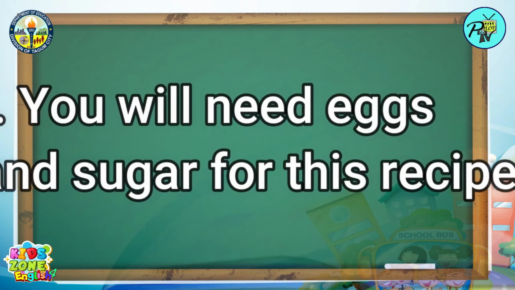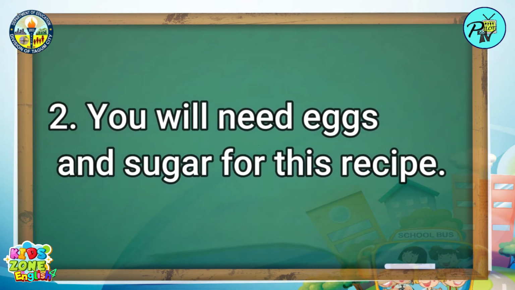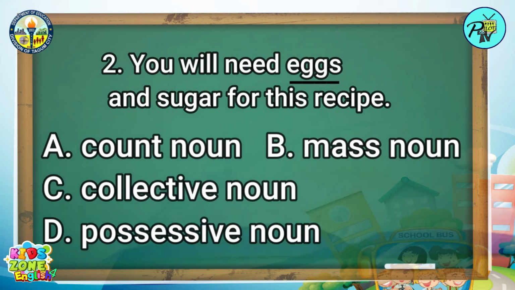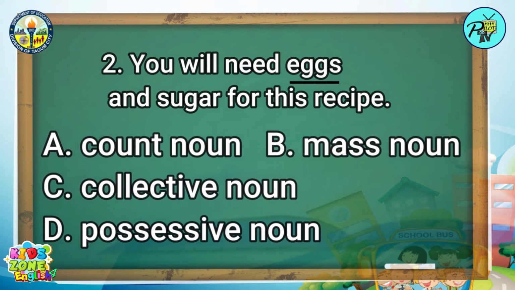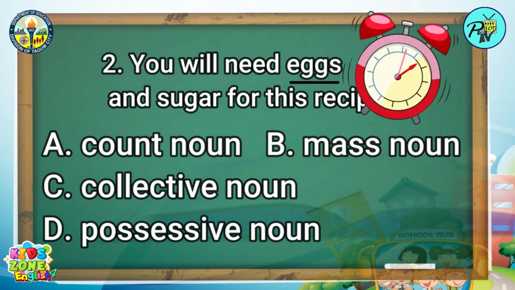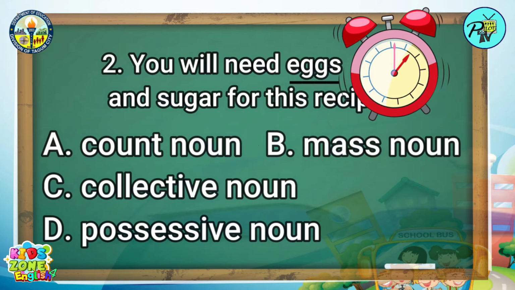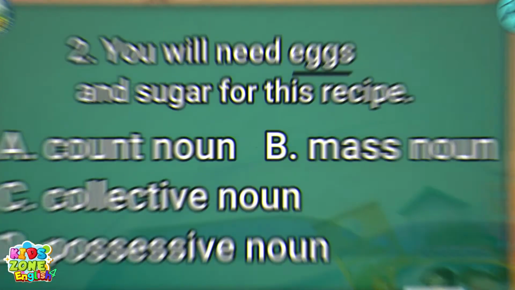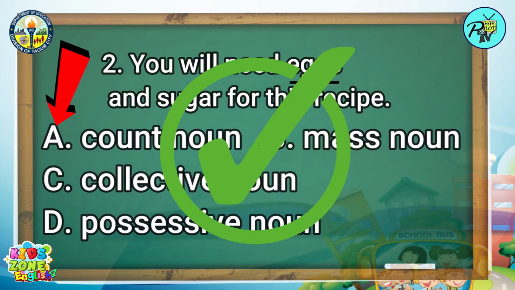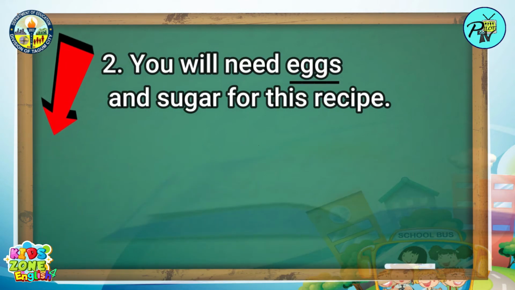Item number 2. You will need eggs and sugar for this recipe. The underlined noun is A. Count noun, B. Mass noun, C. Collective noun, D. Possessive noun. What is your answer, kids? Correct! The answer is letter A.